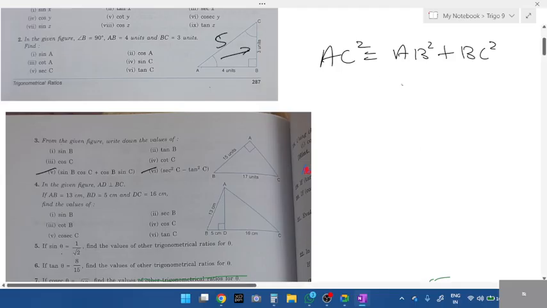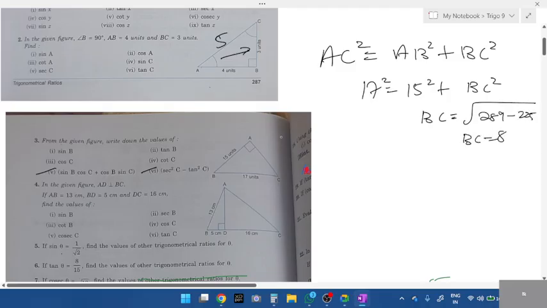Yes, what's the answer, Ellen? What did you get? So BC is equal to 289 minus 225, that's 64, BC is equal to 8, right? Fifth question. Did you complete or still doing? Oh, complete.